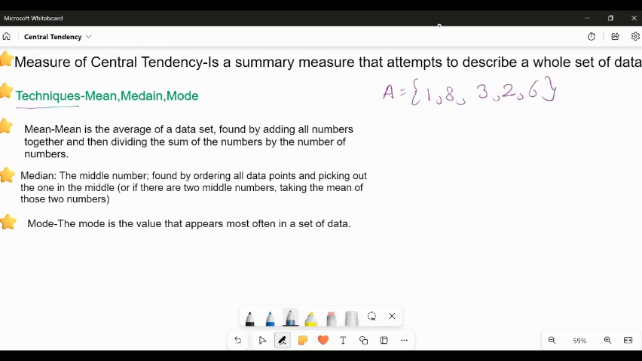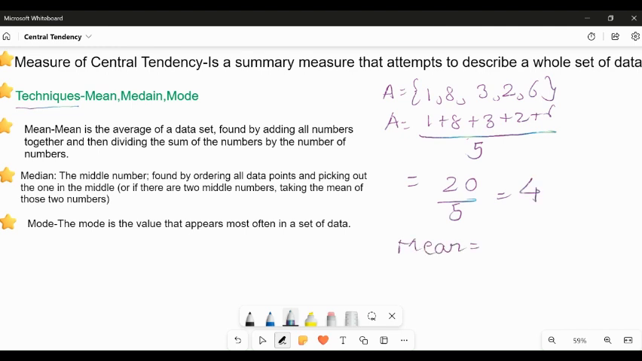Mean is nothing but to find the average of it, right? So if I need to find the average, I will be adding all the numbers in my numerator and dividing by the total values. Total values is nothing but 1, 2, 3, 4, 5. So it's 5 values I have taken. What will be my mean? The sum will be 20. So 20 divided by 5 is nothing but 4. So mean is nothing but 4.